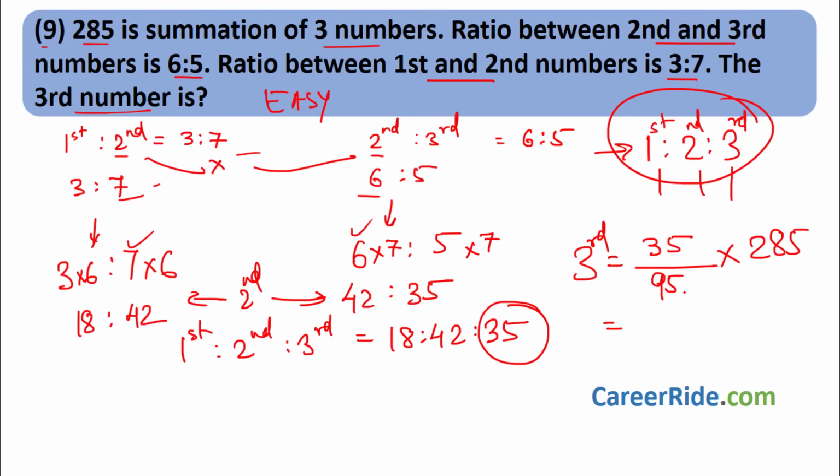So what do we get? 35 upon 95 into 285. 35 into 3 is 105. Yes, 105. So the third number is 105. See how easy it was. Moving to question number 10.